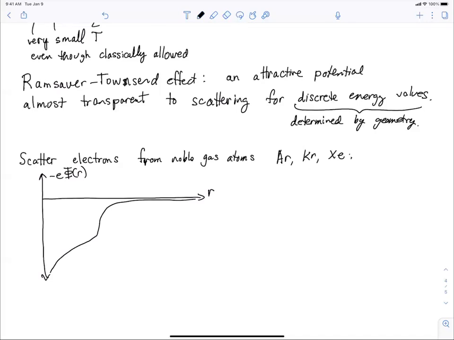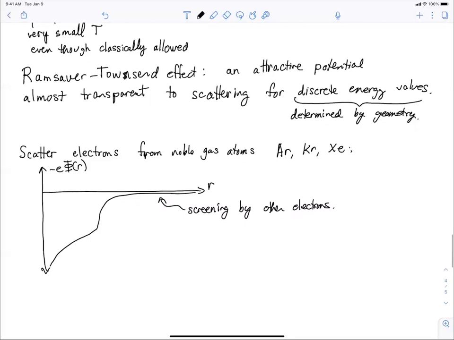When you get very far away from the nucleus, you have all the other electrons screening out the nucleus and you get zero potential. So this is screening by other electrons. But the wave functions for those electron states are very small near the origin, and so when you're close to the origin, you don't see them. That's why the potential becomes very attractive inside the closed electron shells.